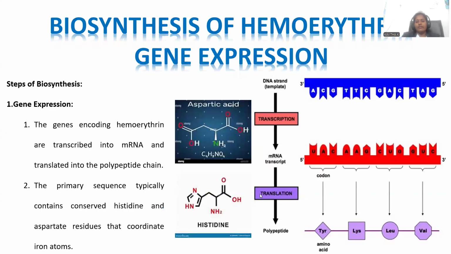Let me go through the individual steps which take part in this hemerythrin biosynthetic pathway. Step one, we proceed with gene expression. Genetic matter matters for its synthetic pathway, so the genes encoding hemerythrin are transcribed into mRNA and translated into the polypeptide chain. Transcription is meant for the combination of DNA with mRNA, giving rise to a new strand.